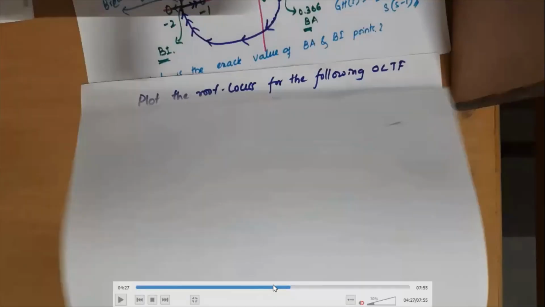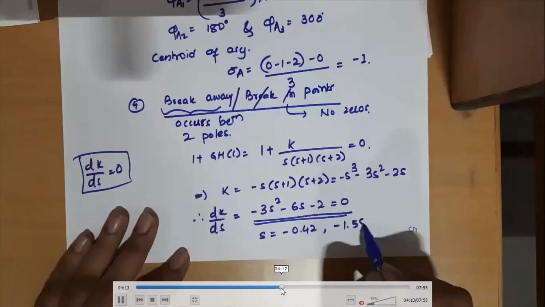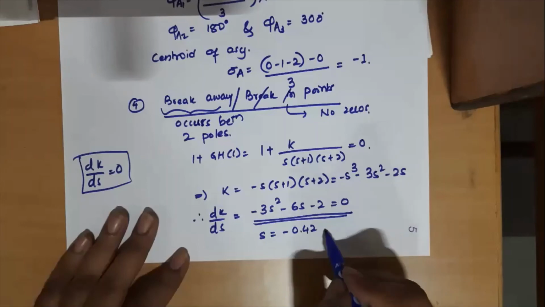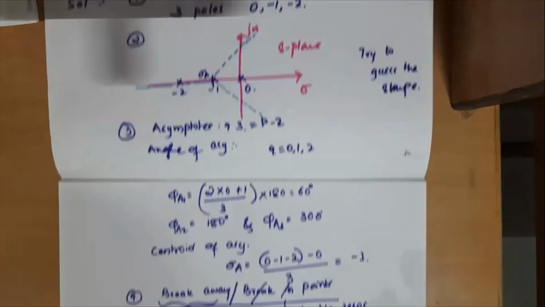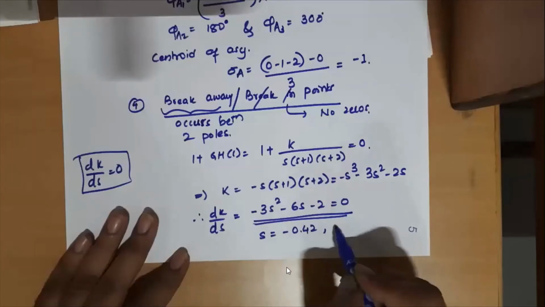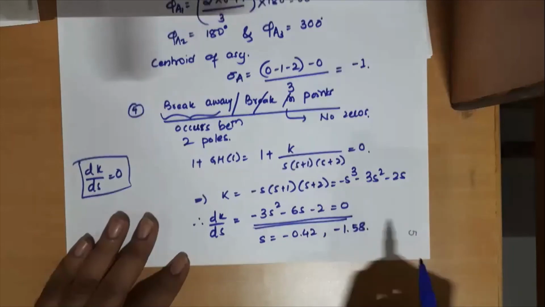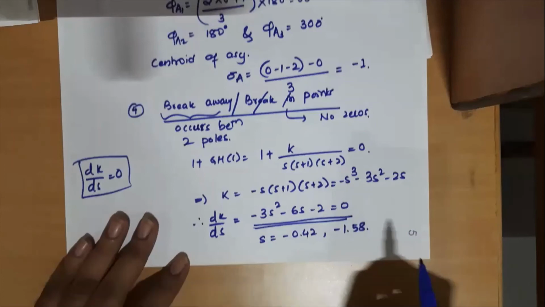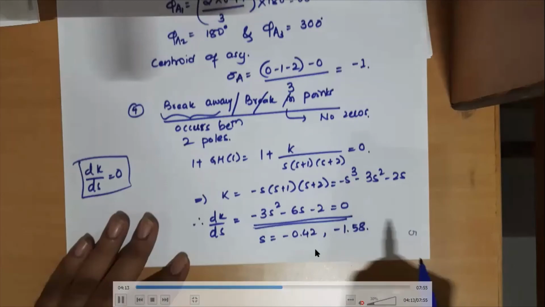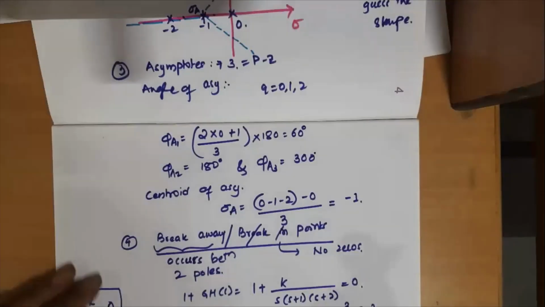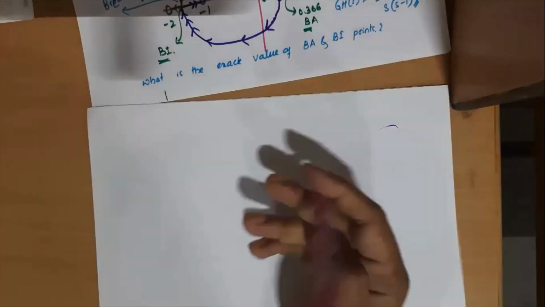So we have got 2 points, one at minus 0.42, one at minus 1.58. Both the points lie between two poles. First possibility is this, second possibility is the other one. So we have to decide which is the actual breakaway.